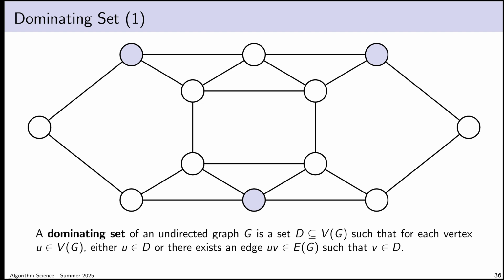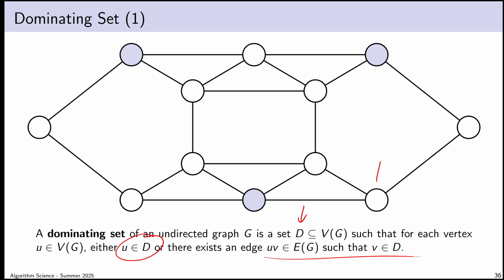A dominating set of an undirected graph is, again, a subset of the vertices. We're going to call it D. It has the property that if I look at any vertex in the graph, either that vertex is in the set or one of its neighbors is in the set. So let's pick a vertex in this graph. Okay, there's a vertex. Well, this vertex is obviously in the set D. It's shaded blue, so it's in the set D.